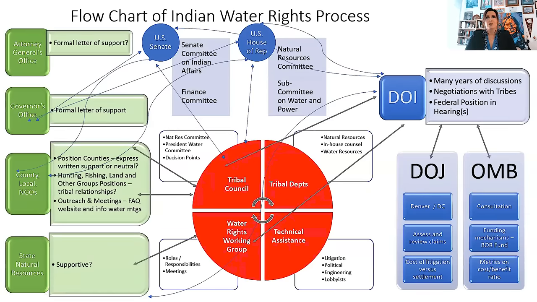This is the flowchart of what a typical Indian water rights process looks like. And so you can see why it might take 5 decades to do, with all these different players from the state, perhaps multiple states, from the Department of Justice, the Office of Management and Budget, within the tribe, how the Department of the Interior is involved, and both the House and Senate are involved in the committee process, with different working groups and all that technical information that goes into it, to ultimately come up with a piece of congressional legislation that will settle everything.